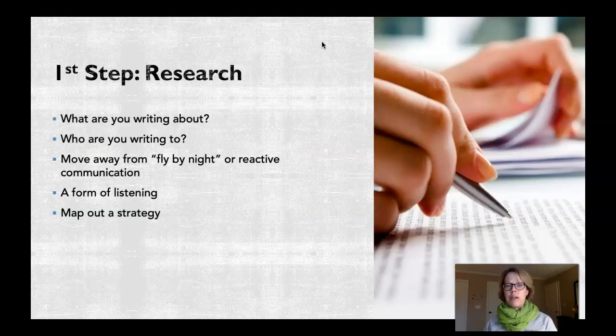And that's the first step in the RACE. You have to know what you're writing about. What situation are you dealing with? Who are you writing to? What do they think about your organization or your problem that you have? This helps you move away from seat-of-the-pants or reactive, fly-by-night actions and helps you make more strategic decisions. It's really just listening to your audience and your different publics to see how they're feeling about your organization, what they need from you, etc. And that will help you map out a strategy as you go forward.